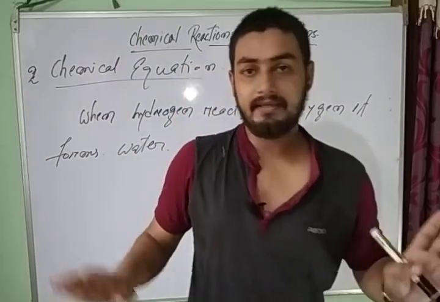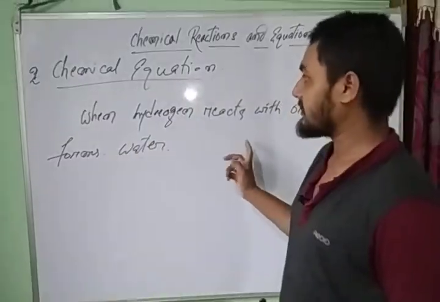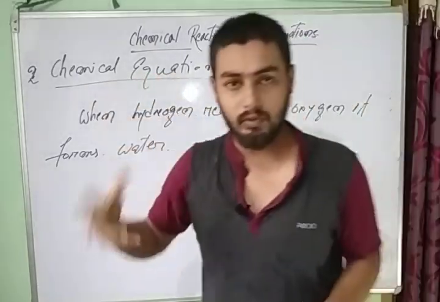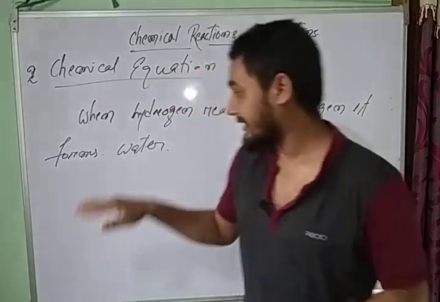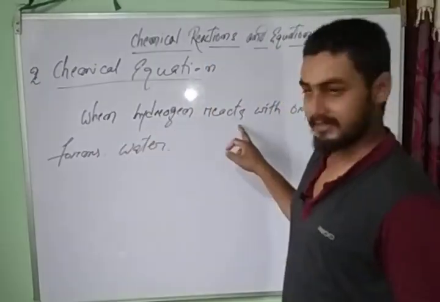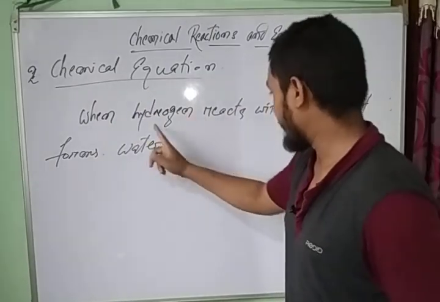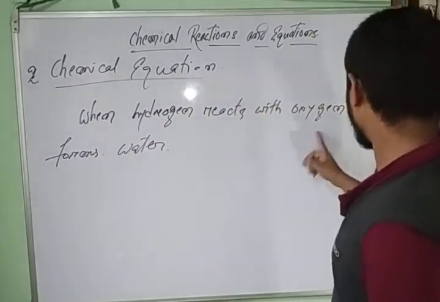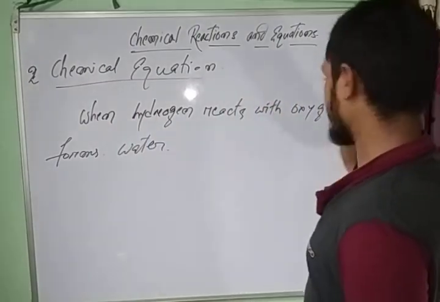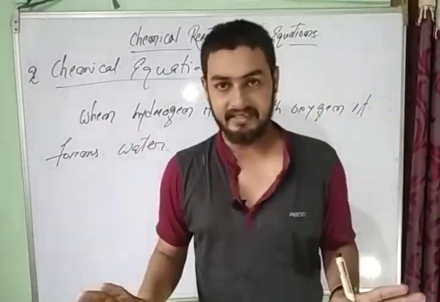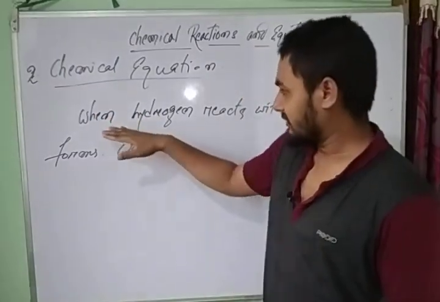So this is quite long. Expressing a chemical reaction by using a sentence is quite long. This is a sentence. Here so many words are there. When hydrogen reacts with oxygen, it forms water: 1, 2, 3, 4, 5, 6, 7, 8. Eight words are there to express a chemical reaction. So this is quite long.